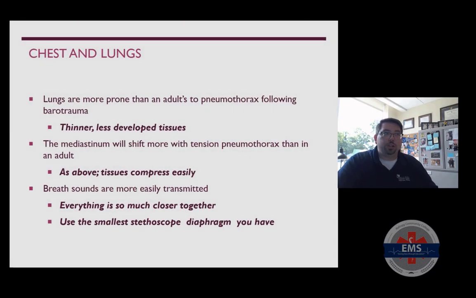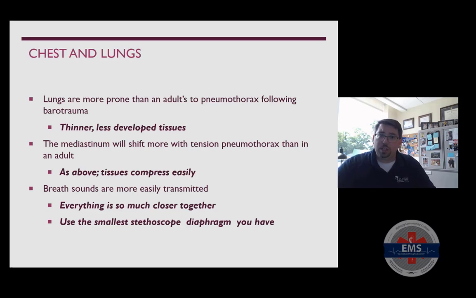Lungs are more prone than those of adults to pneumothorax, especially following barrel trauma. They are thinner, less developed tissue. They have less elasticity. So it's very easy for a child to have that paper bag syndrome where they pop their lungs and develop a spontaneous pneumothorax. We know that the mediastinum, the area around where the heart is located, is more likely to shift with a tension pneumothorax than in an adult because, again, their tissue is more easily compressed.